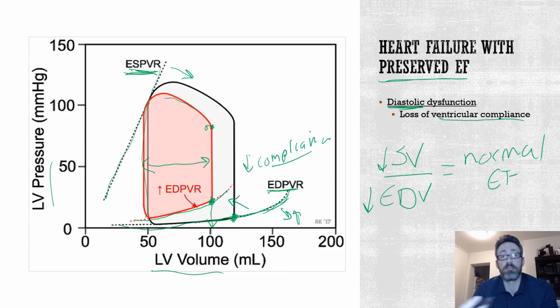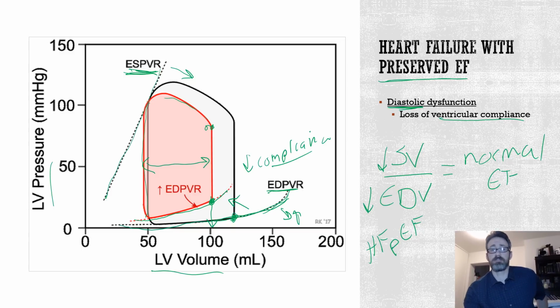So we call it a preserved EF, or heart failure with a preserved EF. This is diastolic heart failure. This is a heart that is not relaxing. And you'll notice that in both cases, stroke volume has gone down. The effect on the EF had more to do with the end diastolic volume going up or down.